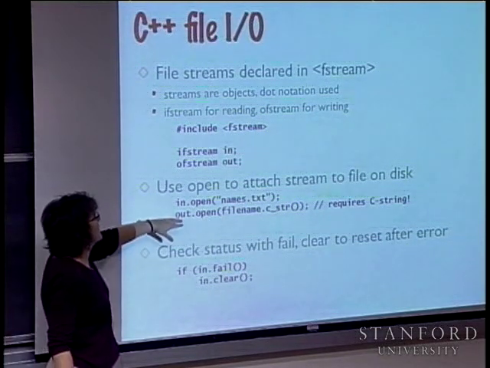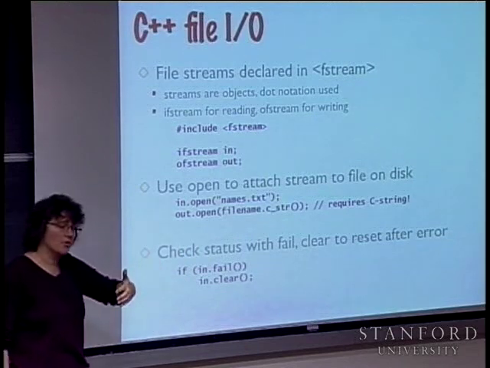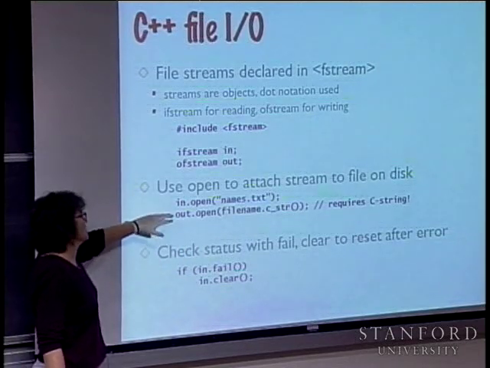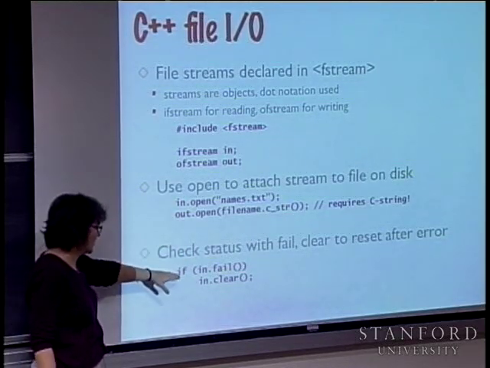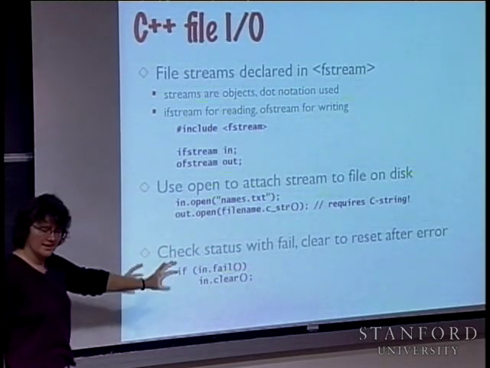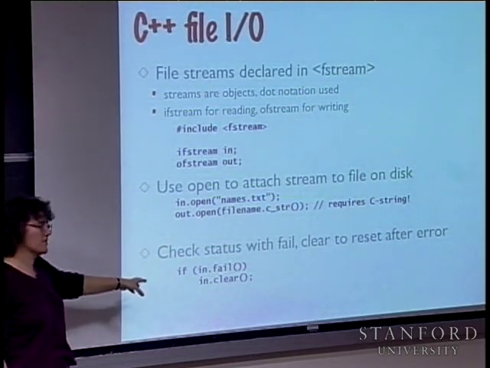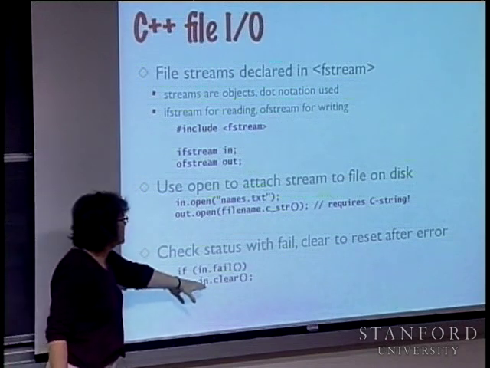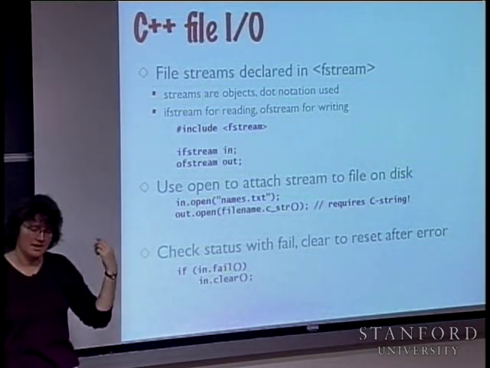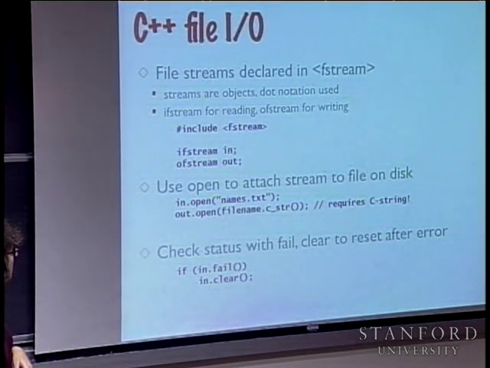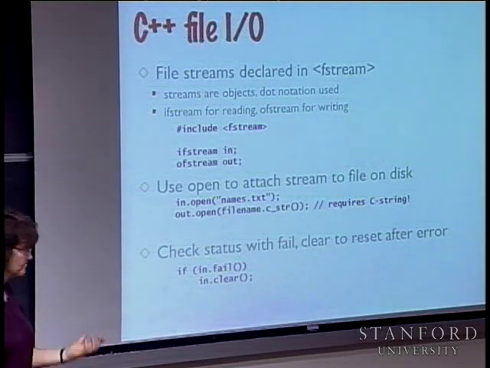So for example, if you were trying to open a file that the user gave you a name for, they might type the name wrong. So you could try in.open, check in.fail. If it failed, say, no, I couldn't open that file. Why don't you try again? Get a new name, and then you'd clear the state, come back around, and try another in.open until you get one that succeeds.